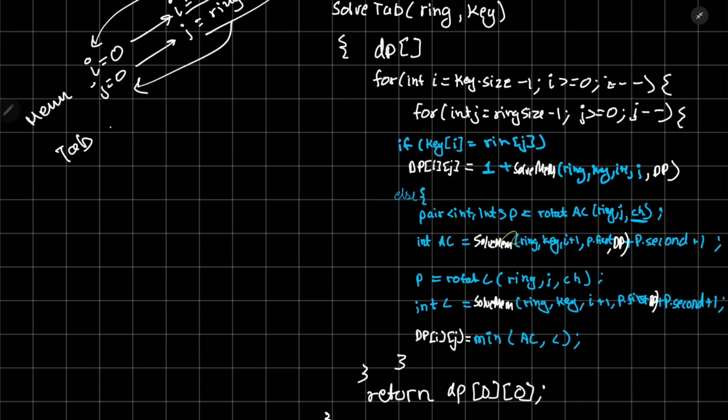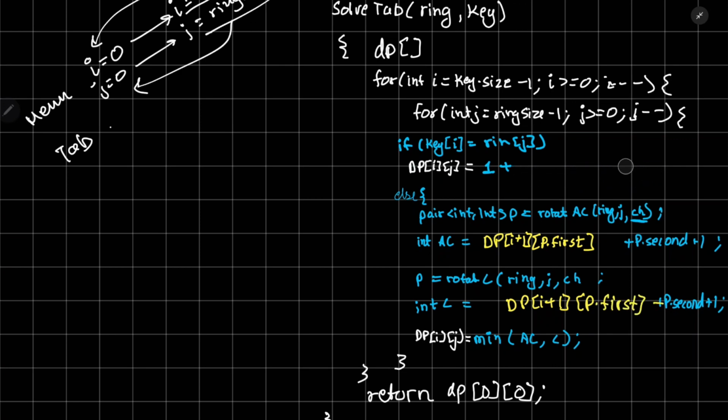I'm using yellow for the tabulation, so we'll replace these calls with the dp array itself. So it will be dp of i plus 1 and p dot first, and similarly here it will be dp of i plus 1 and p dot first, and here also it will be i plus 1 and j, so dp of i plus 1 and j.